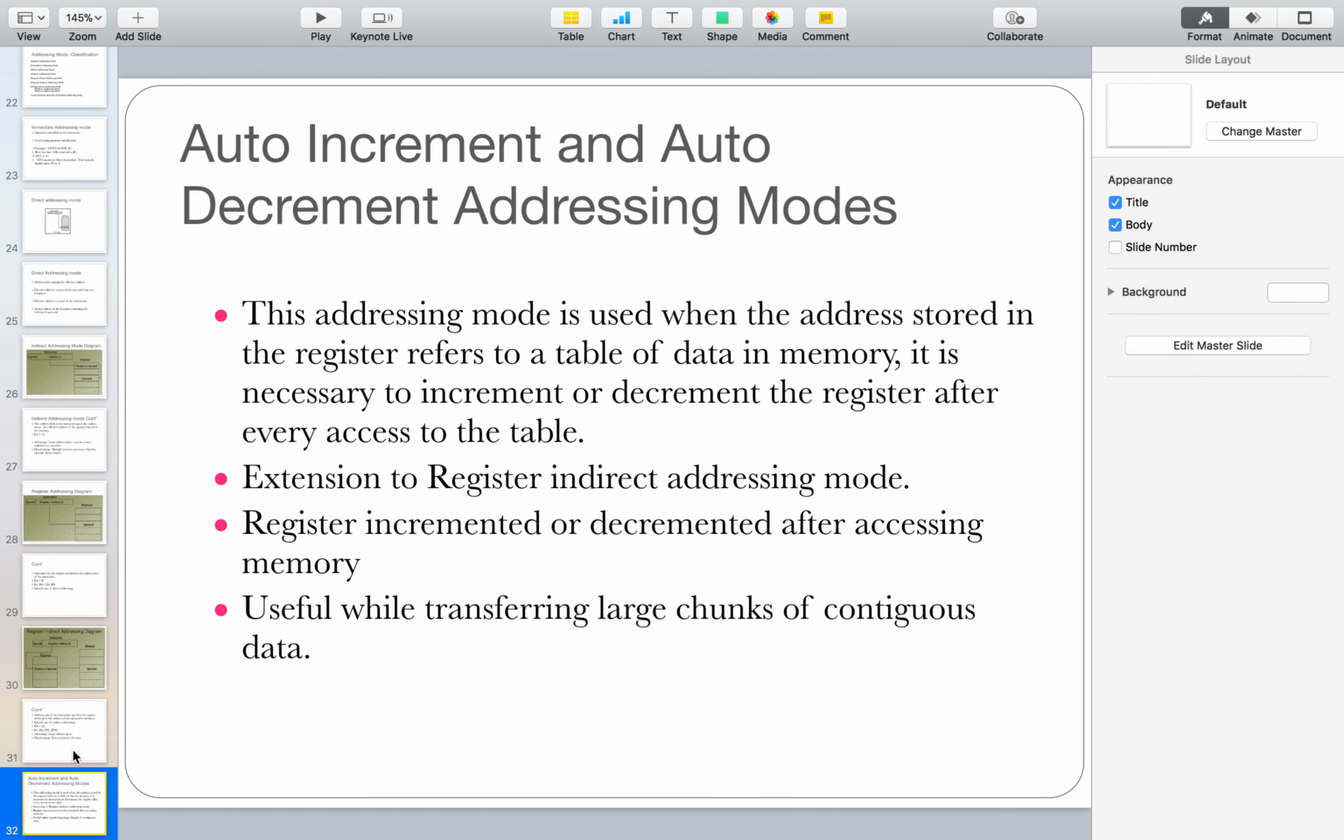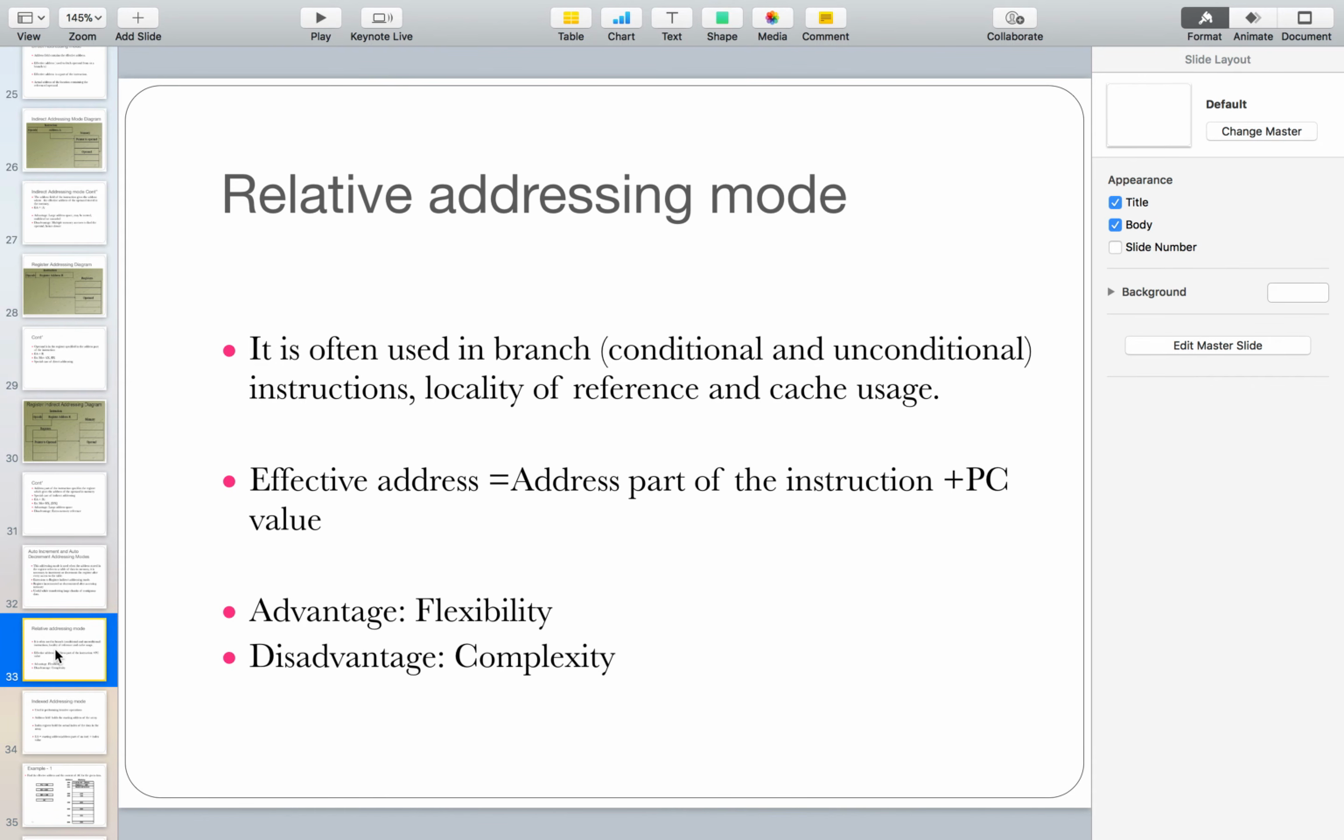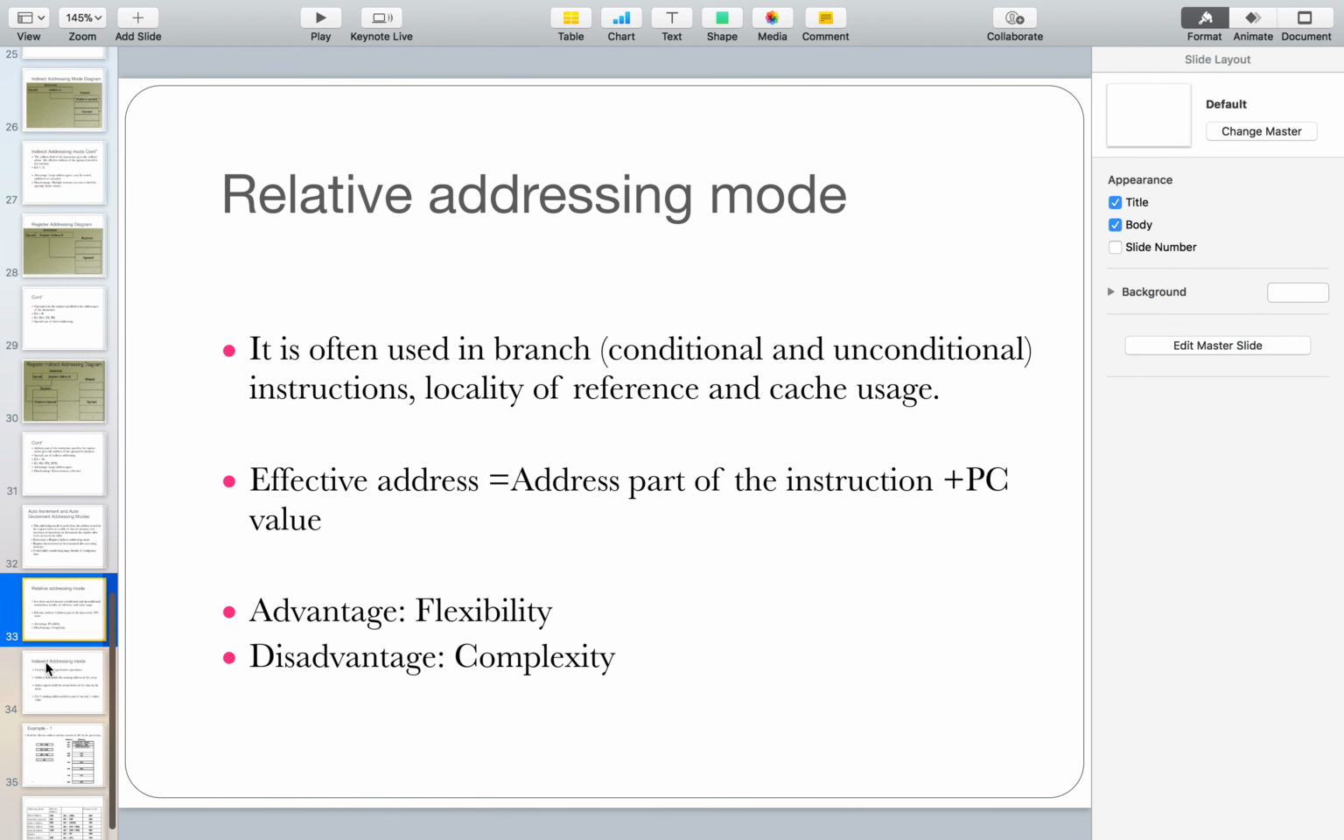Auto increment and auto decrement. Auto increment, as the name suggests, increments the value, and auto decrement means I decrement the value by 1. Auto increment takes place in the next or the succeeding operation, whereas in auto decrement, the decrement first takes place and then it takes place in the addressing mode.